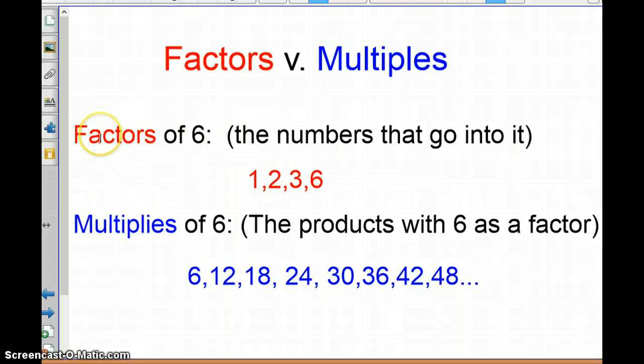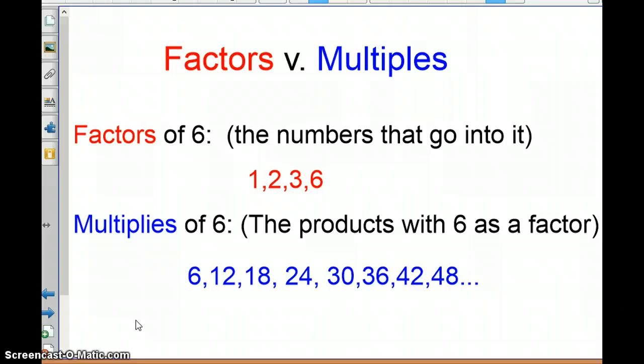So if I asked you to list the factors of 6, we know that 1 times 6 is 6 and 2 times 3 is 6. So these are the factors. Okay? Multiples are the products with 6 as a factor. So essentially what that means is you're counting by 6s.